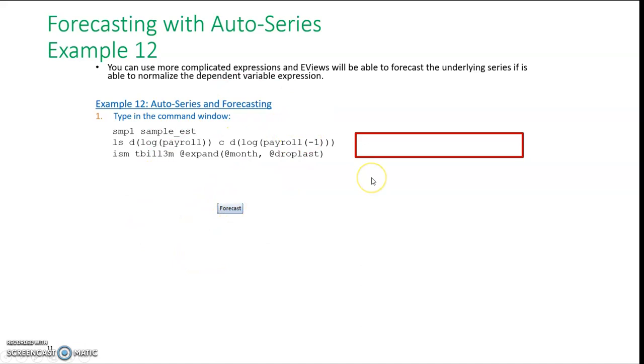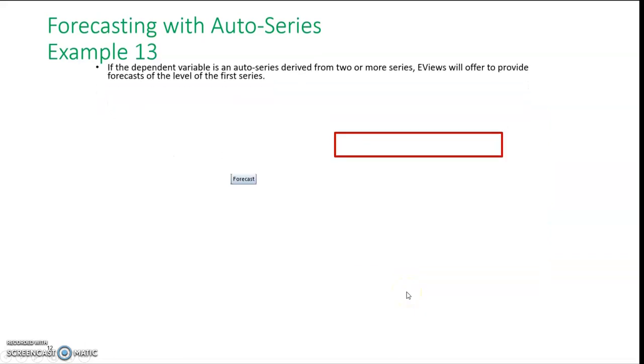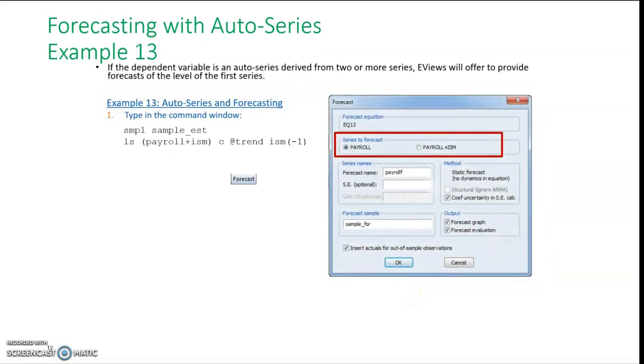When I enter, I'll get the estimated equation, and on the estimated equation toolbar I will click on forecast, and after that I get this window, and again I can either make forecasting for payroll at level or for this, that is the auto series, that is the first difference of the log of payroll. And again I can use the method of dynamic forecasting or the method of static forecasting. And when I click OK, I get this. And if the dependent variable is an auto series derived from two or more series, eViews will offer to provide forecasts of the level of the first series.